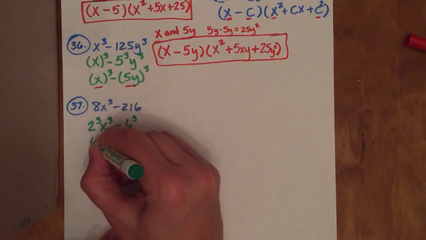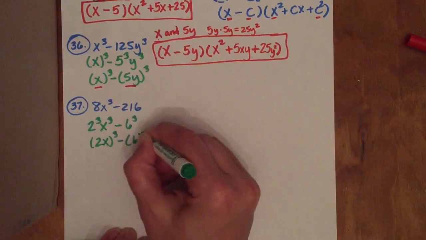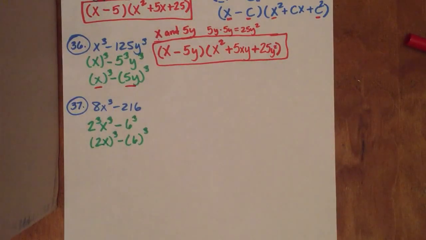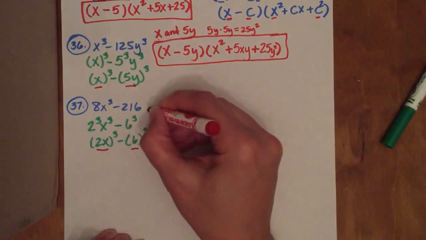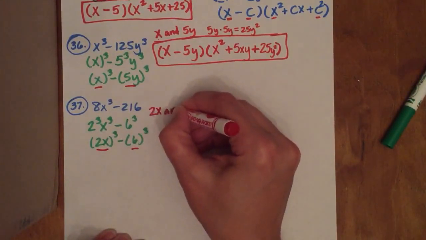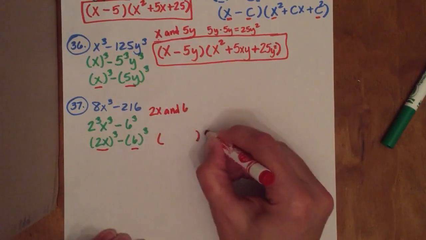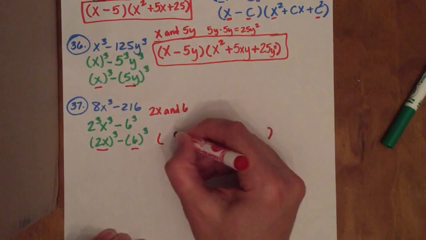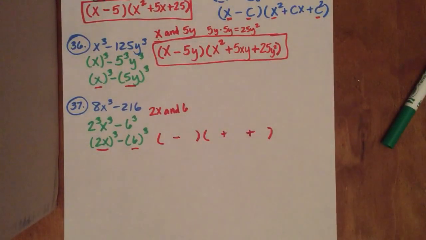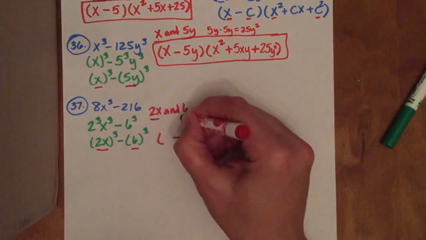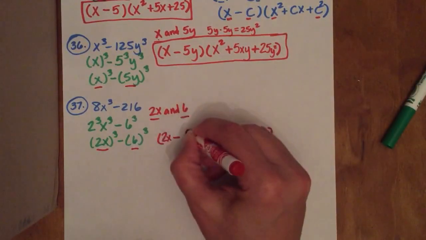So what I'm going to do is write them in base format. I do that for my reference. And let's identify our two bases. 2x and 6 are our two bases. So let's set up our factor. We're going to have minus, plus, plus. All right, my two bases, x and c, go first. So 2x and 6.